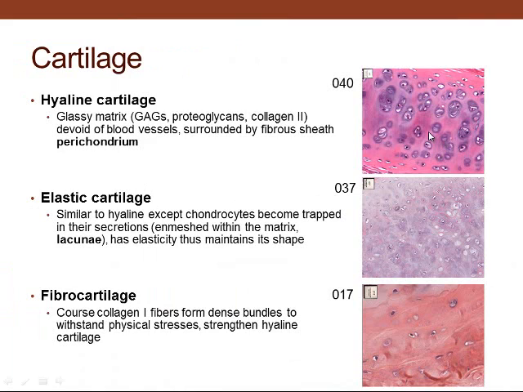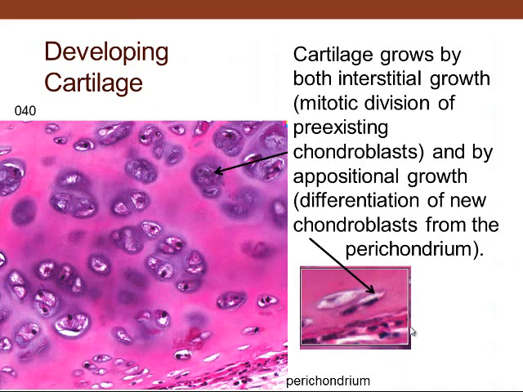You have the hyaline cartilage, which is what's in your nose, in your trachea. You have elastic cartilage in your epiglottis. And you have fibrocartilage, which is where tendons and ligaments attach to bones.